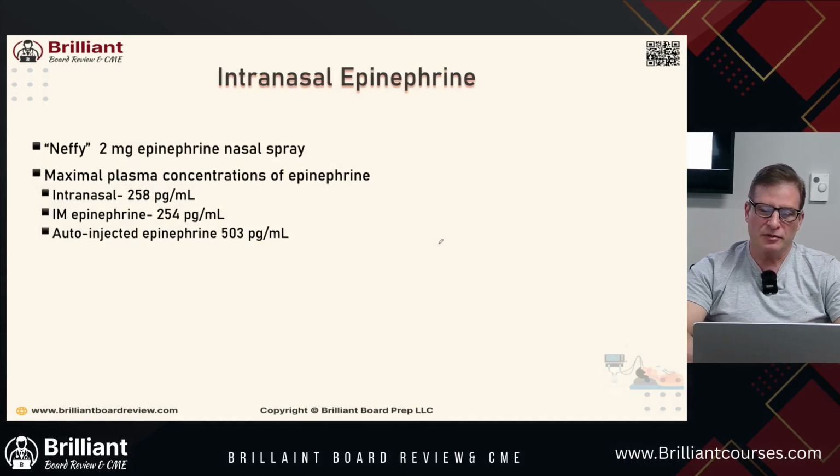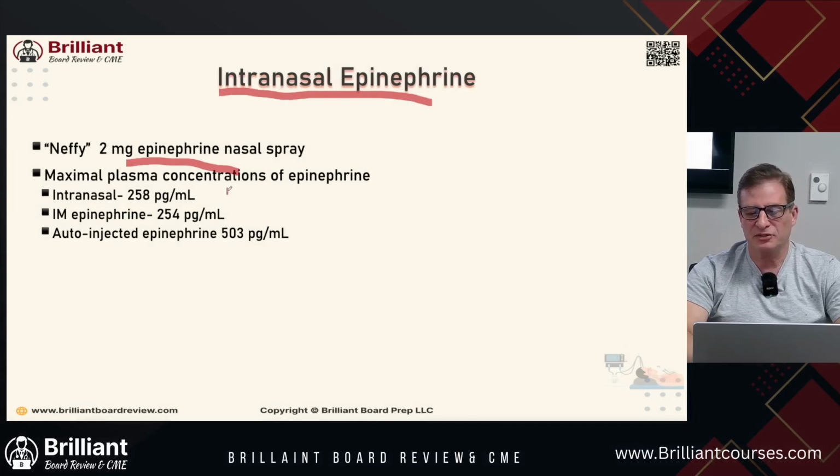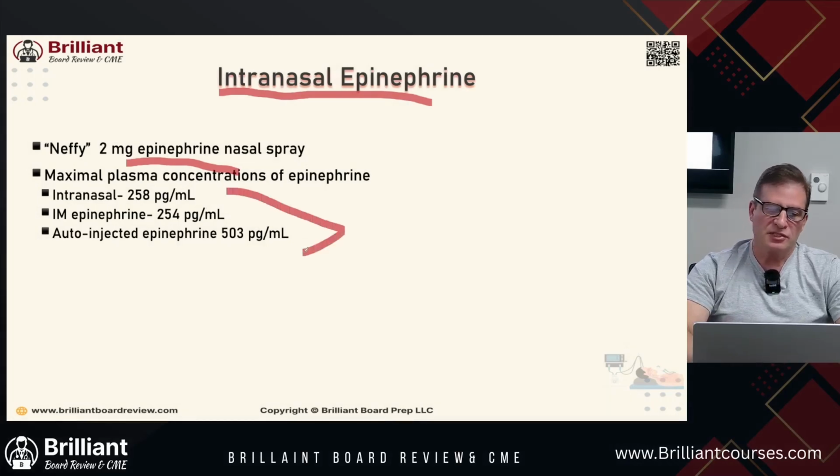Now, here's another example: intranasal epinephrine. This is what you can offer to your patients. This is a 2 milligram epinephrine nasal spray. It has a maximum plasma concentration of epinephrine. So let's take a look at this, and we'll talk about why this spray could be a game changer for some of your patients. This is FDA approved. Intranasal is going to get you about 258, and IM injection is going to get you about 254. The auto-inject epinephrine pen is going to be even higher.